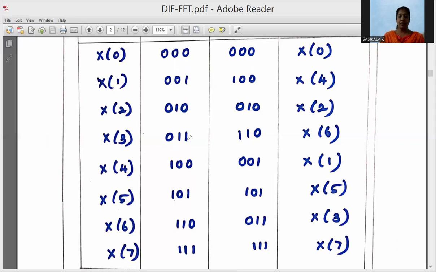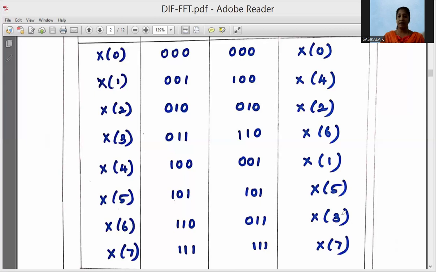If you write it in the bit reversed form, it becomes 1, 1, 0, and 1, 0, 0 can be written as 0, 0, 1 in the bit reversed form. And 1, 0, 1 remains 1, 0, 1, and 1, 1, 0 becomes 0, 1, 1, and 1, 1, 1 remains 1, 1, 1. So the value for 0, 0, 0 is 0. So this is x of 0, and 1, 0, 0 is x of 4, and 0, 1, 0 is 2, 1, 1, 0 is 6, 0, 0, 1 is 1, 1, 0, 1 is 5, and 0, 1, 1 is 3, and 1, 1, 1 is 7. So the bit reversal order is 0, 4, 2, 6, 1, 5, 3, 7.